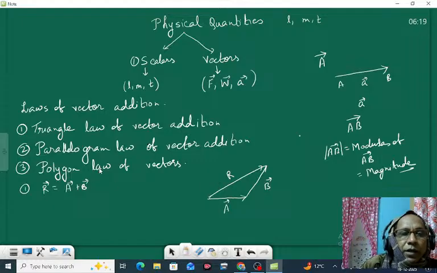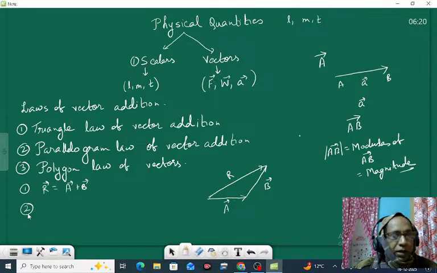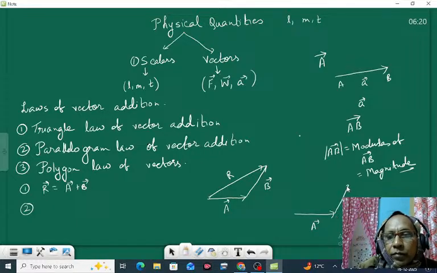And there is another law, that is the parallelogram law of vector addition. Number two is the parallelogram law of vector addition. In the parallelogram law, we will do it in this way. Suppose there are two vectors A and B. This is vector A, and this is vector B. So we replace this vector B here with the same direction and magnitude.